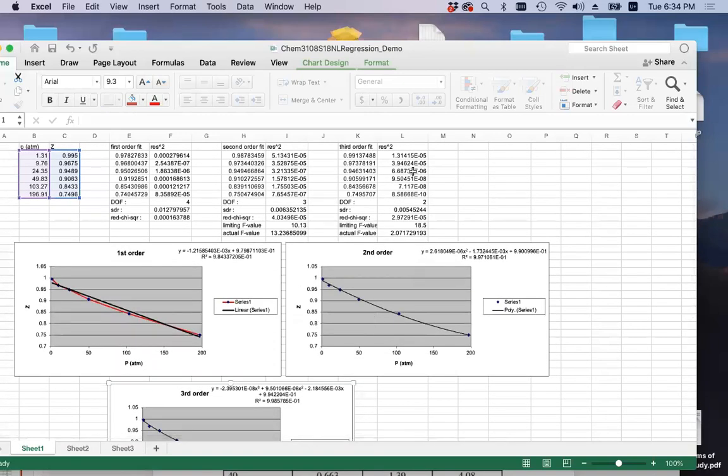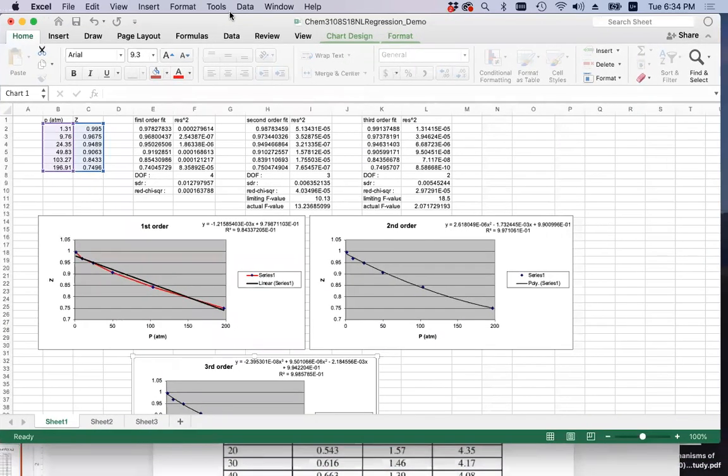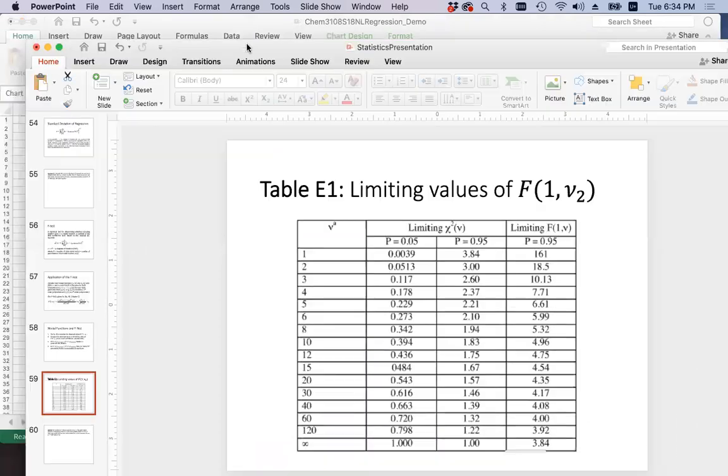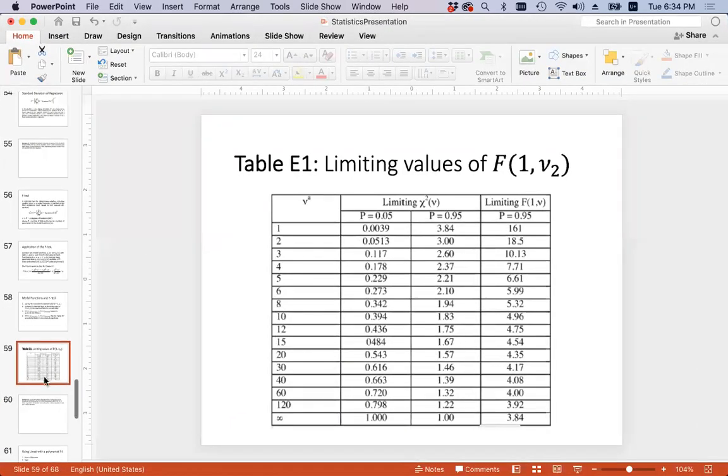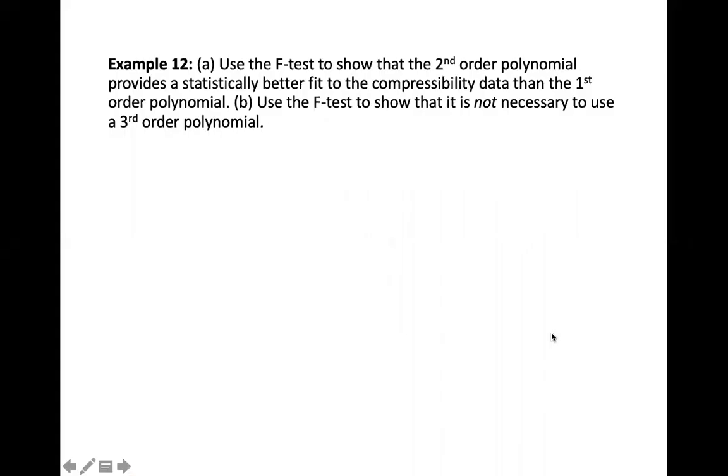Okay, I think that's everything for the current example. So let me go back to the PowerPoint. Unless there's any questions, if there's any questions, please just stop me or write something in the chat. Please feel free to interrupt at any time. Okay, so we're finished with example 12.